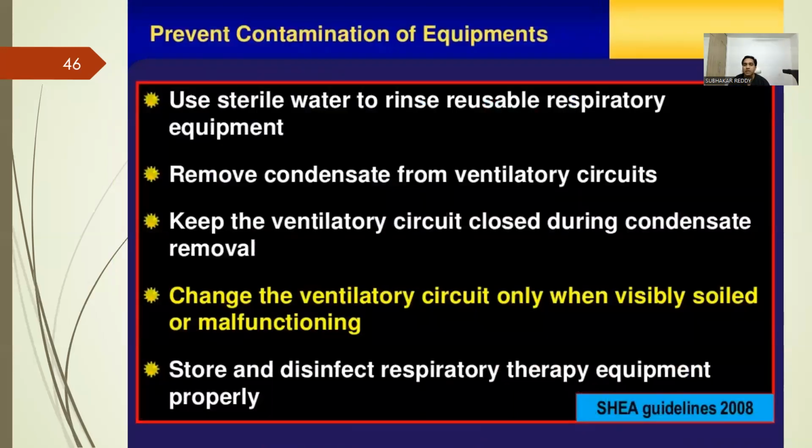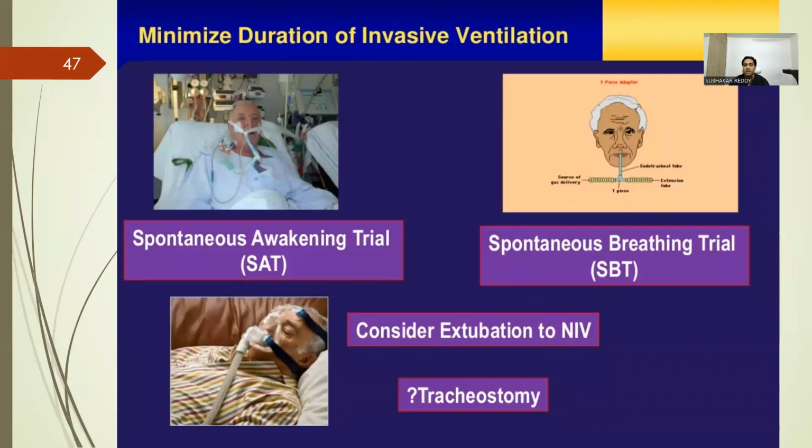Use sterile water to rinse reusable respiratory equipment, and remove condensate from the ventilator circuit; when you're doing that, keep the ventilator circuit closed. Change the ventilator circuit only when visibly soiled or malfunctioning. Store and disinfect the respiratory therapy equipment properly. So minimize the duration of ventilation. How do we do that? We usually give a spontaneous awakening trial when not contraindicated. If the patient passes that, we do an SBT. If the patient passes that, we try early extubation to NIV or tracheostomy.